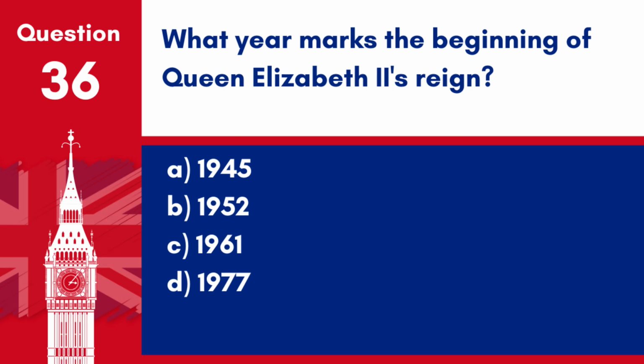Question 36. What year marks the beginning of Queen Elizabeth II's reign? A. 1945, B. 1952, C. 1961, D. 1977. Answer: B. 1952. Queen Elizabeth II ascended to the throne in 1952 following the death of her father, King George VI.